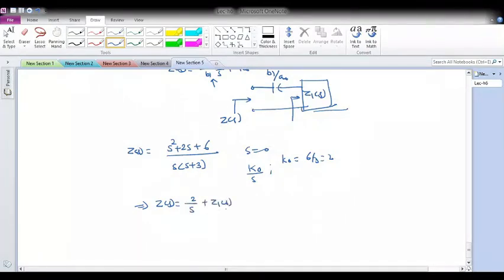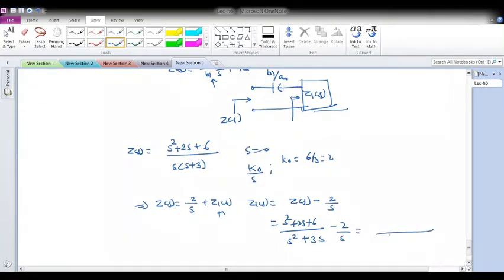And what is z1 of s? I want to know it. So z1 of s can be obtained as the removal of 2 by s from z of s. And what is z of s? It is s square plus 2s plus 6 over s square plus 3s, minus 2 upon s. And if you solve, this will be s, and this will be s plus 3.